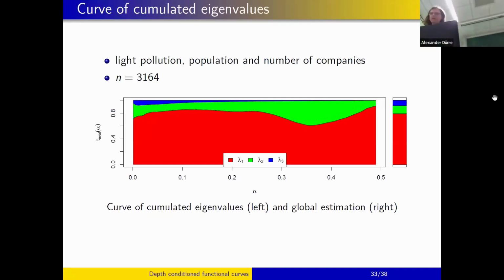Then we look at our example again. So we look at the dependence between light pollution and population, and now I add a third variable. And this is the number of companies in this data district. And now we have 3 variables.